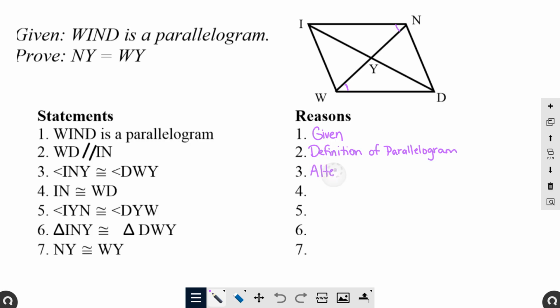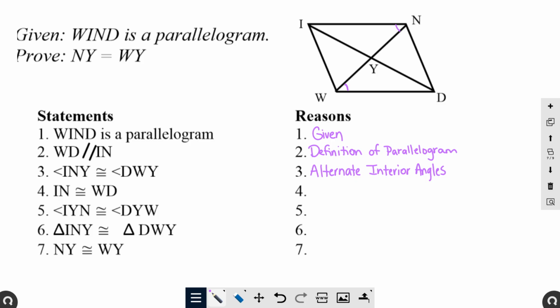Perfect. Alternate interior angles. And that's all you need to write for that statement. Some people add are congruent, but I don't need that much. I just need to know what type of angles that they are.